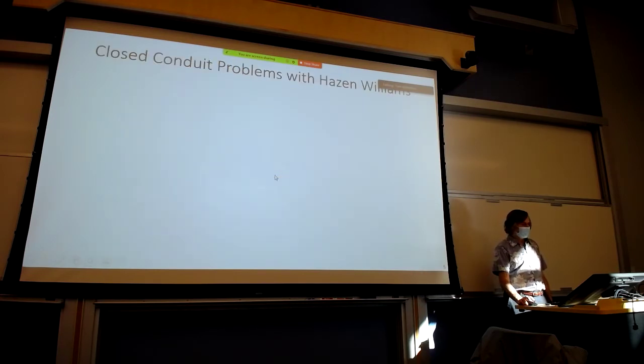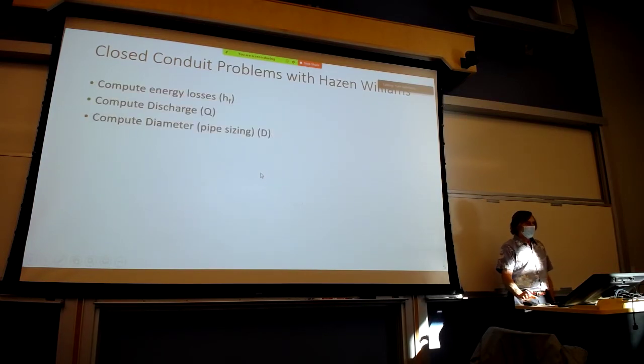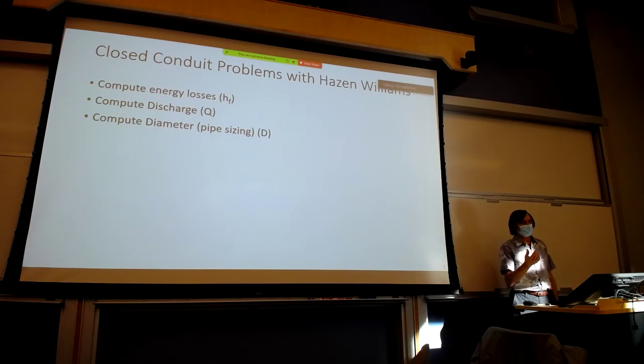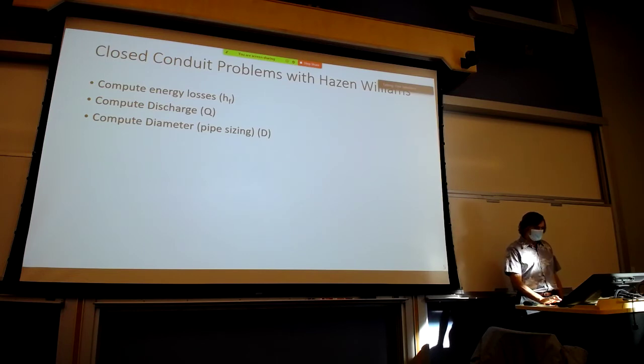So with closed conduit problems, remember, before we indicated there's three classes of problems when we're talking about friction loss. Calculate the friction loss, calculate the discharge, calculate the pipe size. It's the same three problems with Hazen-Williams. So the classes of problems are exactly the same. It's just which construct, which equation you are using to describe friction losses.